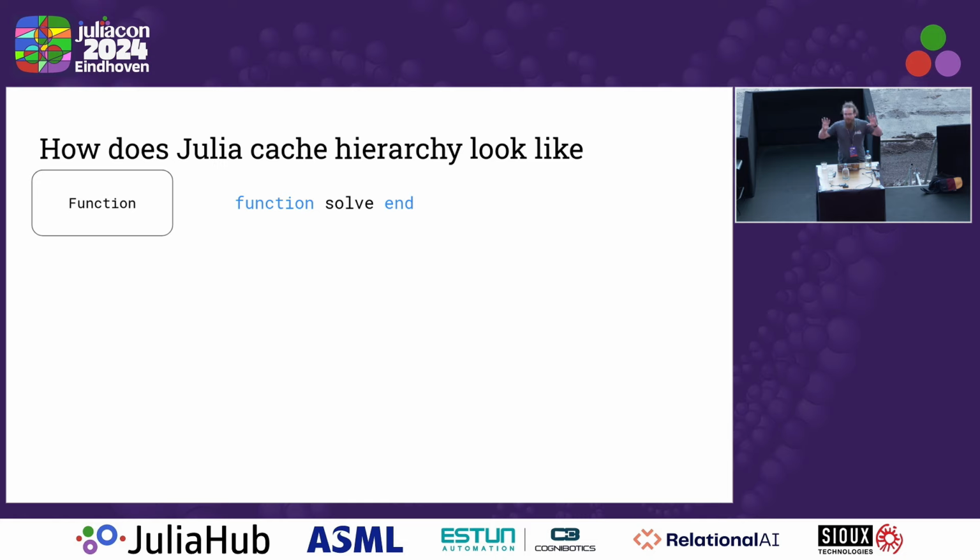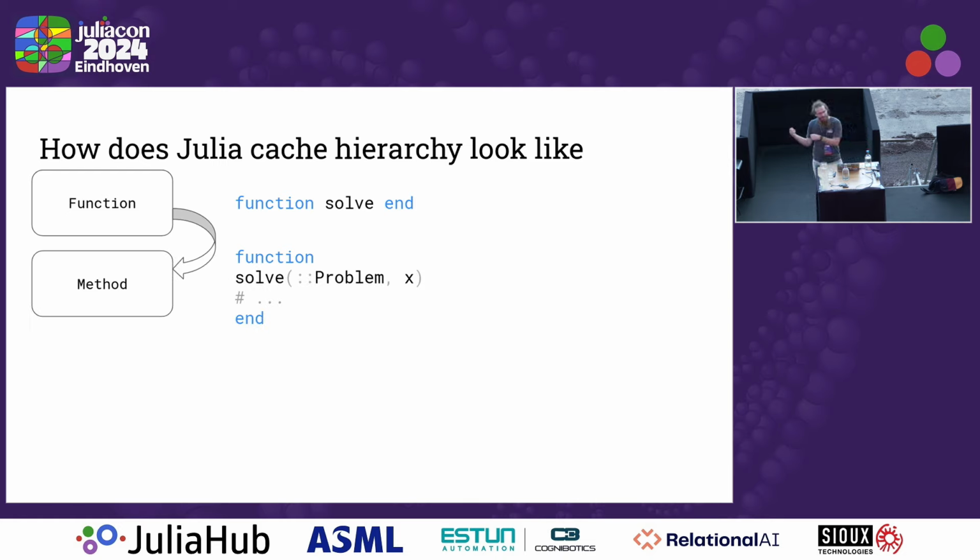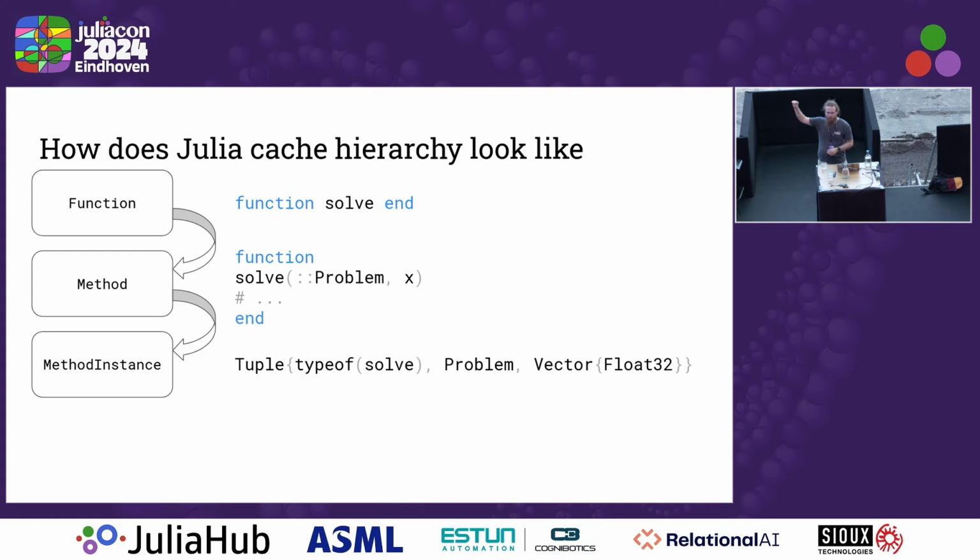Just to give you a little bit of terminology, when we talk about functions in Julia, we're talking about the name. It doesn't have any methods yet. If you just type function solve end, you introduce the name solve as a thing in Julia. That's the function. Then we attach to those functions methods. Those methods have a type signature, and that type signature is used for dispatch. But when you then actually call that method, we take the signature of your call, and we specialize, and we look up which method to actually call, and we call that a method instance.